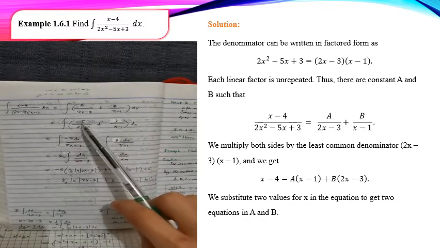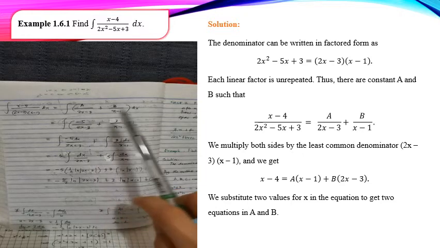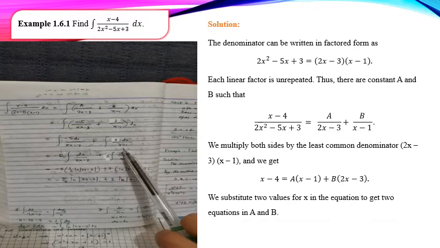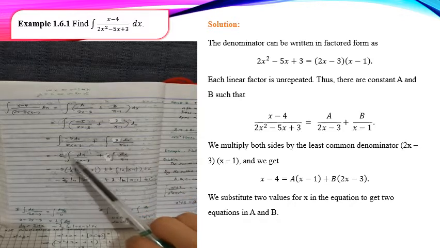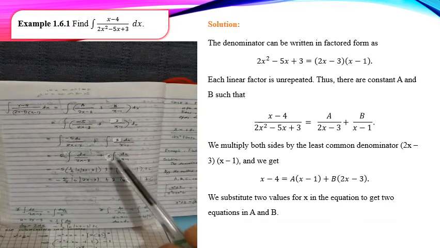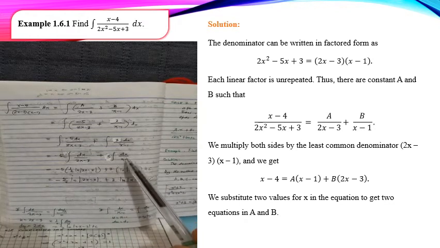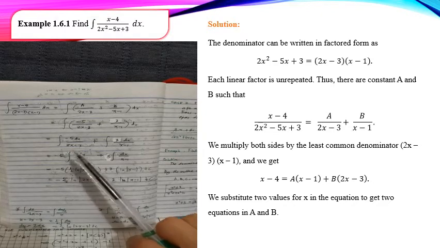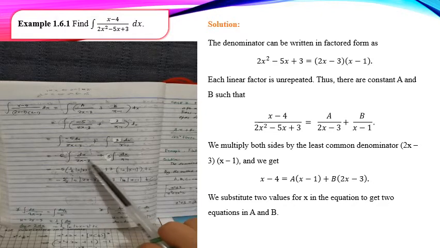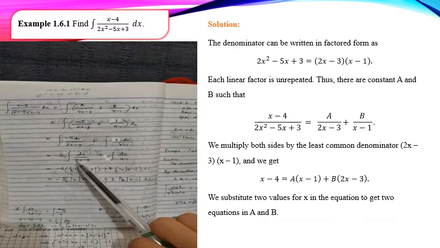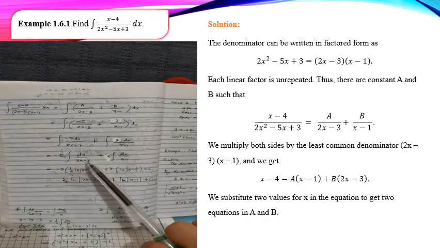So paghiwalayin natin yan: negative 5 over 2x minus 3 dx is eto siya, then eto din, 3 dx over x minus 1. So factor out natin si negative 5, we are left with dx over 2x minus 3. And then 3 dx, factor out natin si 3, we are left with dx over x minus 1. Okay lang kapag ganito, if yung nasa numerator is dx lang, tapos yung sa denominator is a linear function, kasi ang integral nito ay automatic na ln.